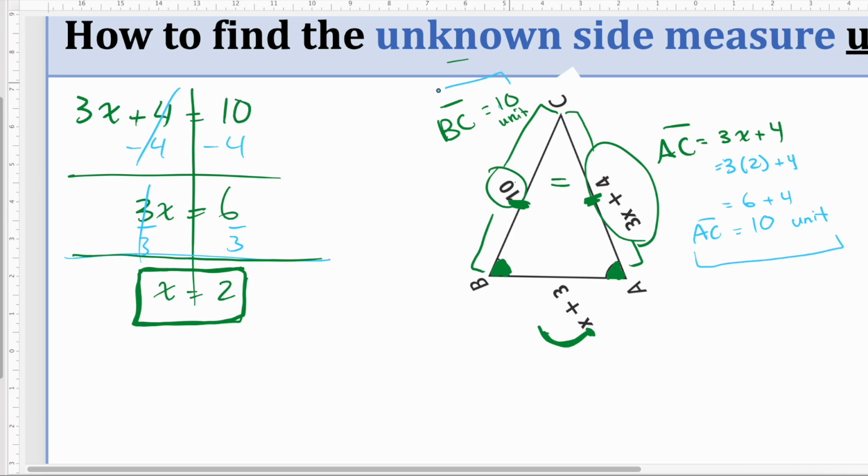How can I find the last side? Of course, not using the 180 rule. In this case, they gave you an equation to find it. The 180 rule does not work here. Okay? It works only with angles.